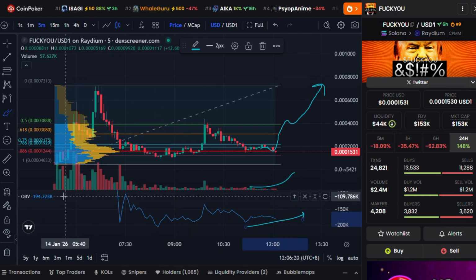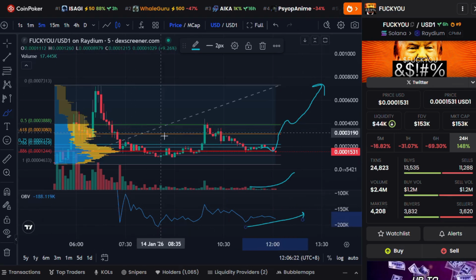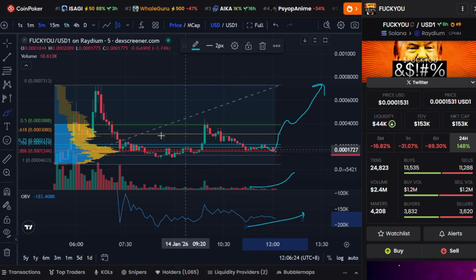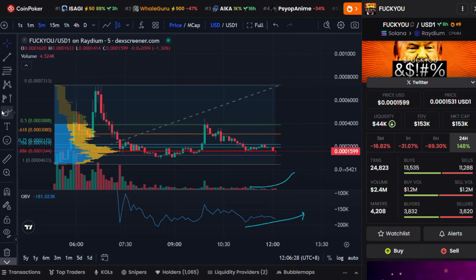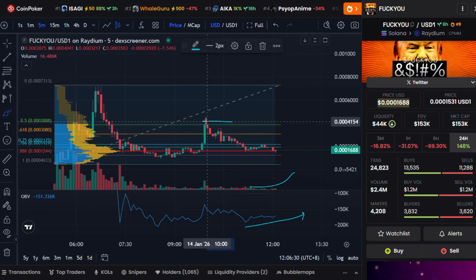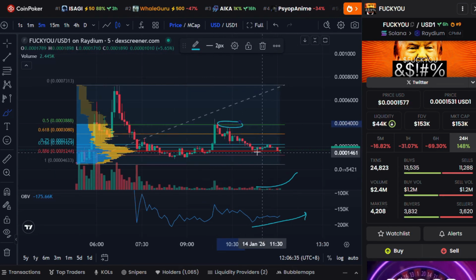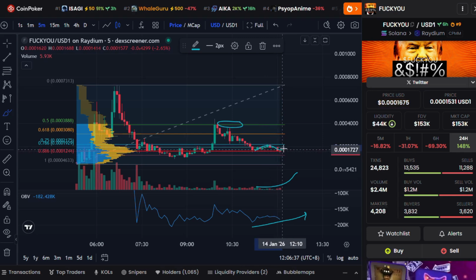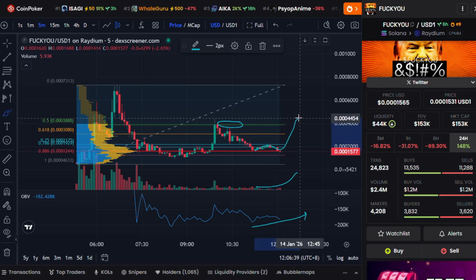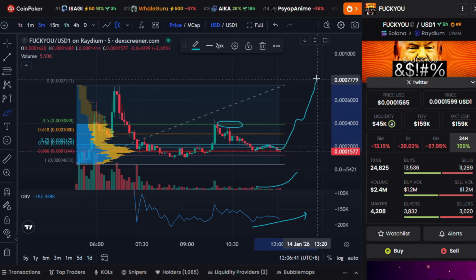If we can see the blue pocket hold, the point of control remain as support, and price reclaim the 0.5 equilibrium level with expanding volume and rising OBV, then FU has the structural conditions in place for a strong continuation move and potentially very significant upside from these early levels.